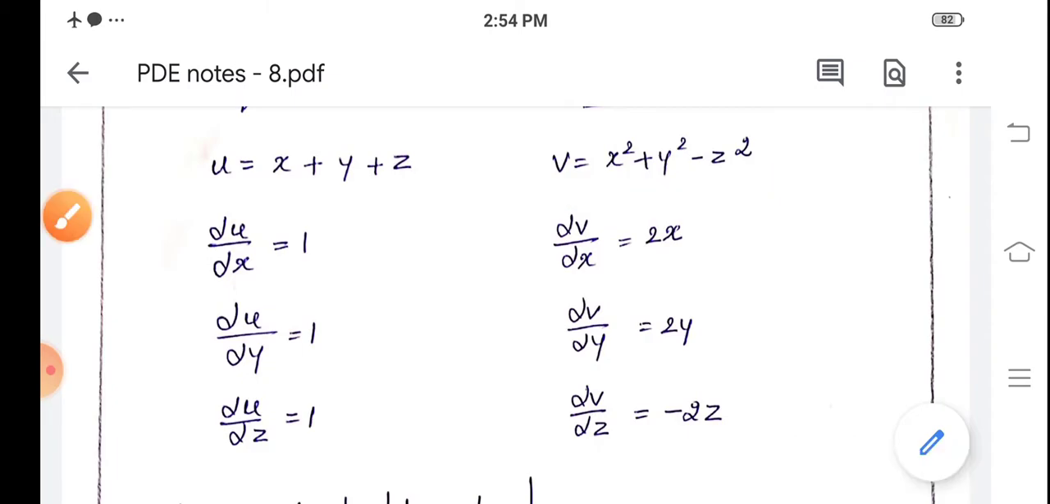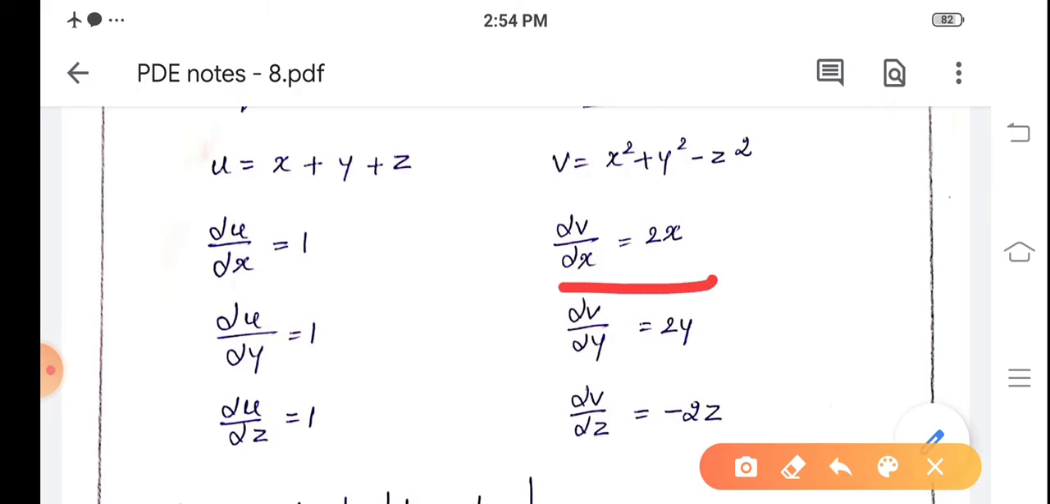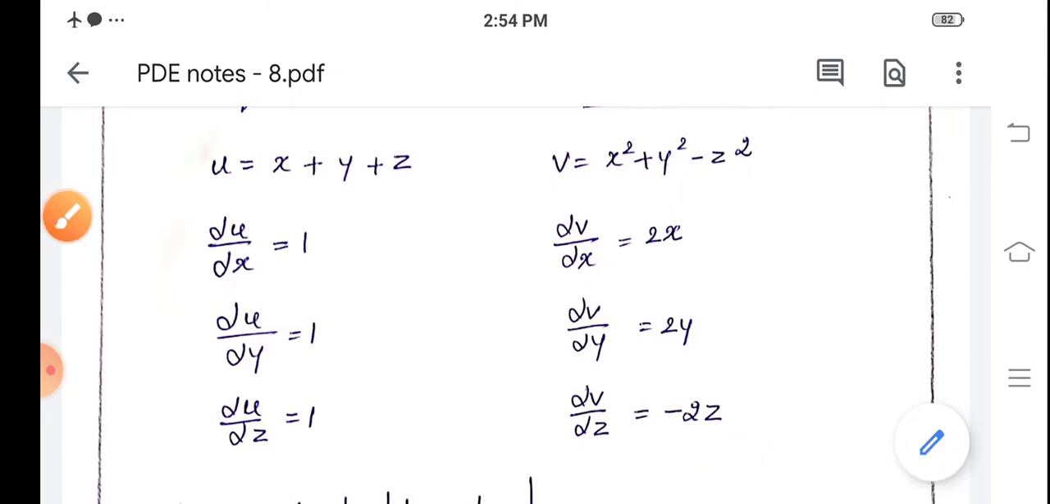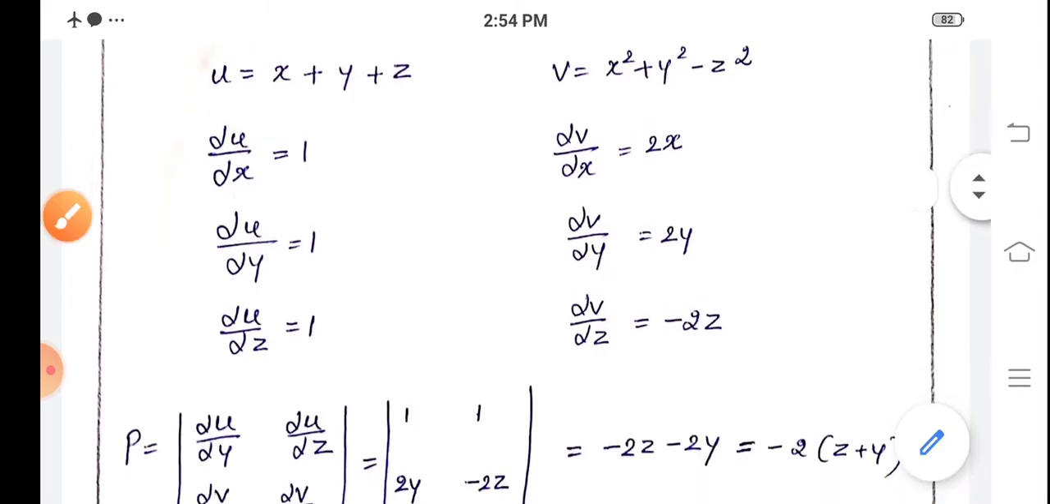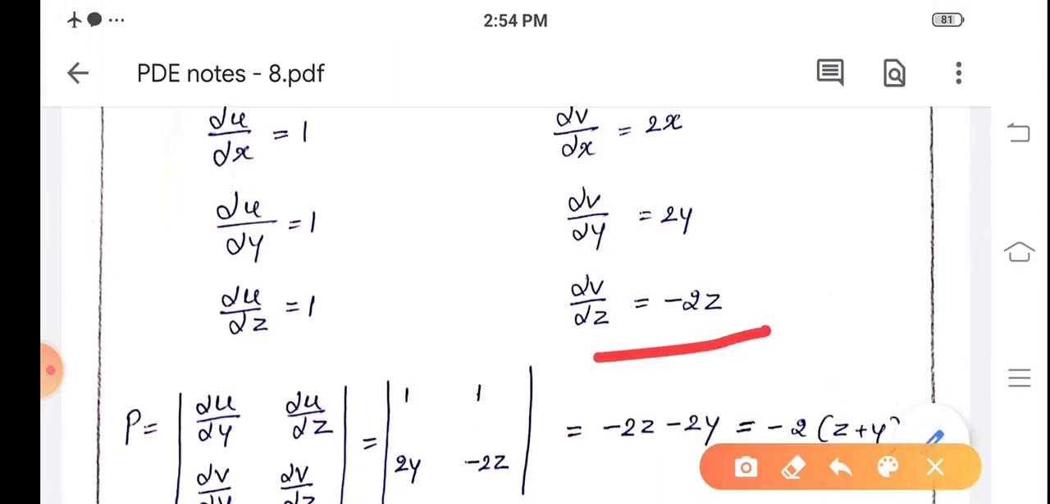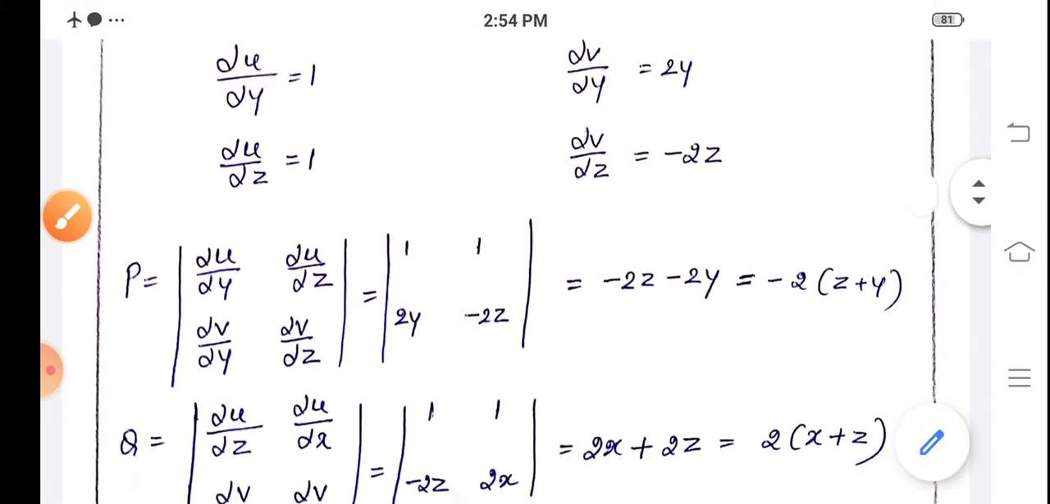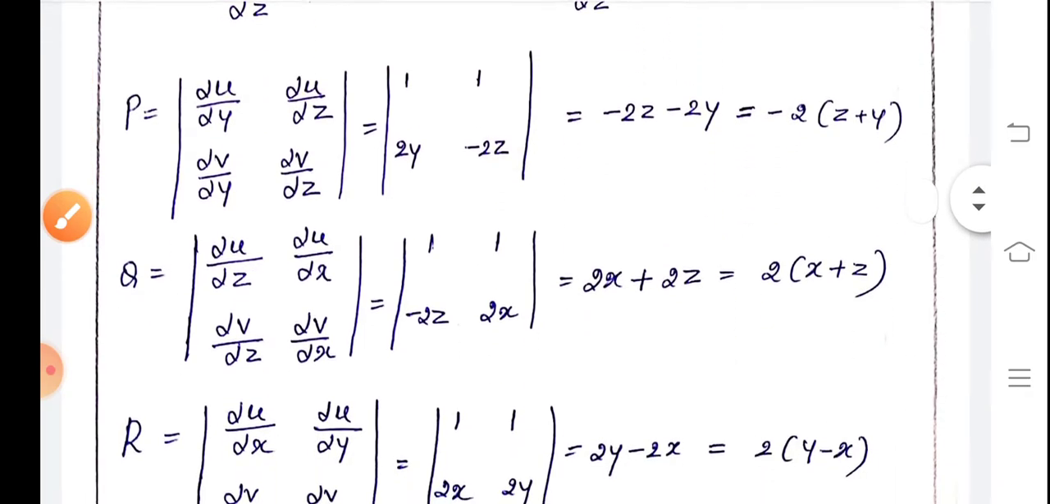v is equal to x square plus y square minus z square. Partial derivative of v with respect to x is 2x, because we have v is equal to x square plus y square minus z square. Partial derivative of x square with respect to x is 2x and the remaining two terms are constants. Next, partial derivative of v with respect to y is 2y and partial derivative of v with respect to z is minus 2z. Then we have the formula to find P, Q and R.